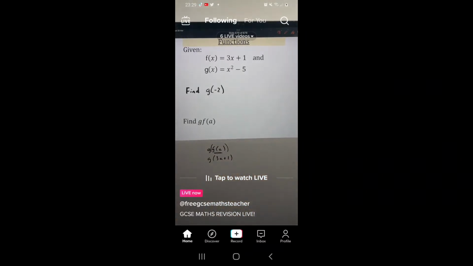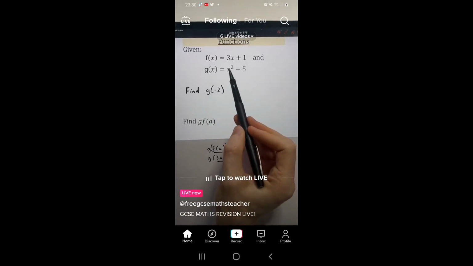Like so. My next part is, this is my answer. And I'm substituting my answer into the outside function, which in this case is g. So into my function of g now, every time I see x, x is actually now 3a plus 1. So therefore on the right hand side, every time I see x, I'm going to substitute 3a plus 1.